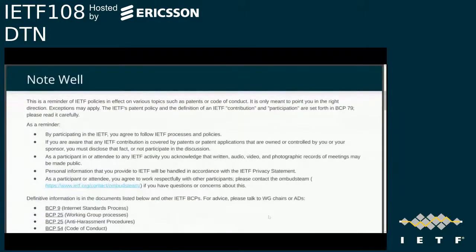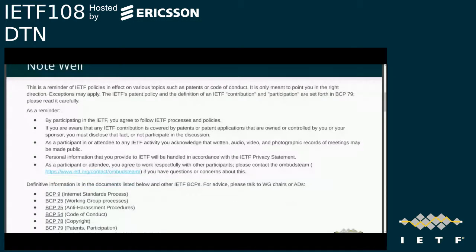Meanwhile, I wish this would actually go in pages. Here is the Note Well as ever. I'm assuming that has come through in Meet Echo. Yes, it has. Good. Sorry, I'm having to switch between tabs as I work out what I'm doing. This has not changed to the best of my knowledge, but in case it has, I do suggest you read it. It's the standard IETF Note Well.